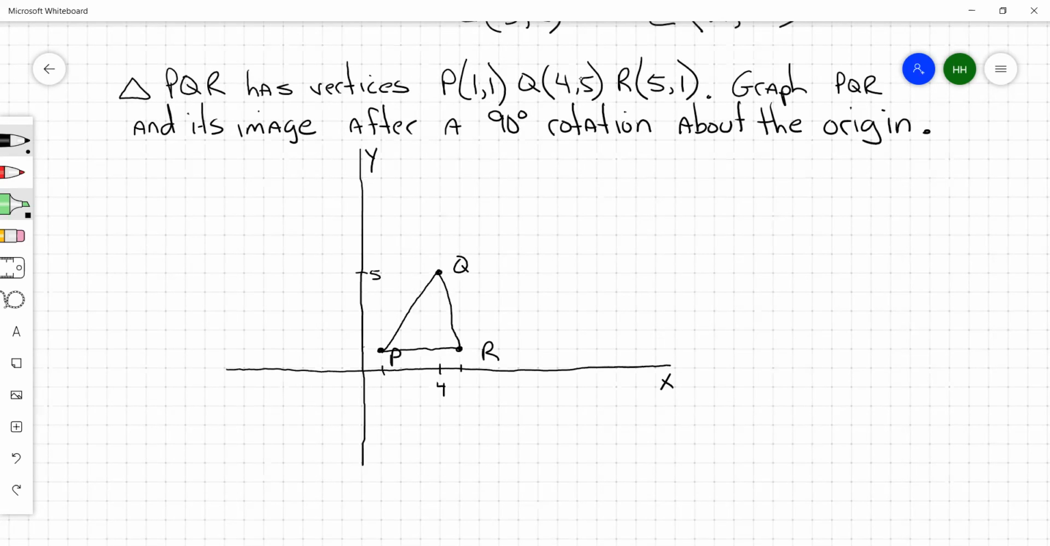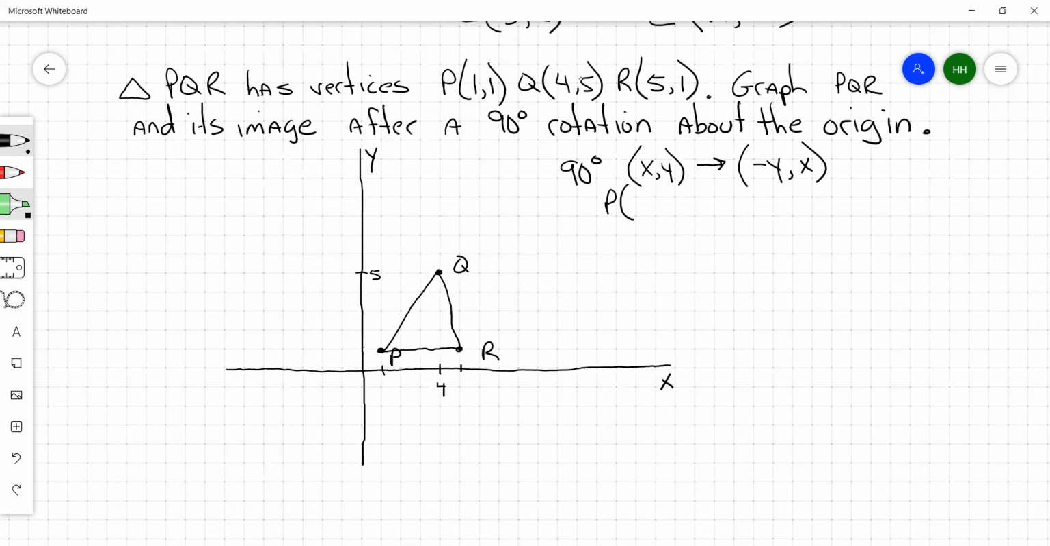90-degree rotation about the origin. So what was our rule for 90 degrees? Somebody look up so I ain't got to scroll. Look on your paper. You just wrote it down. 90-degree rotation rule. What is it? For every x and y, the x is going to be the opposite of y, and your y is going to be x. Thank you. There's our 90-degree rule, right?